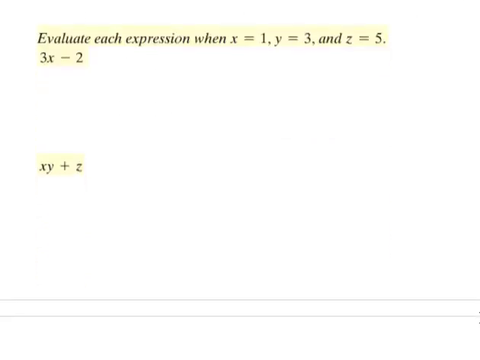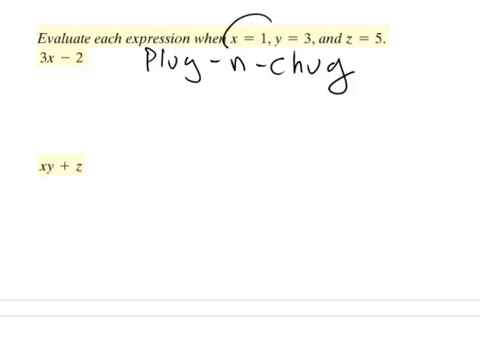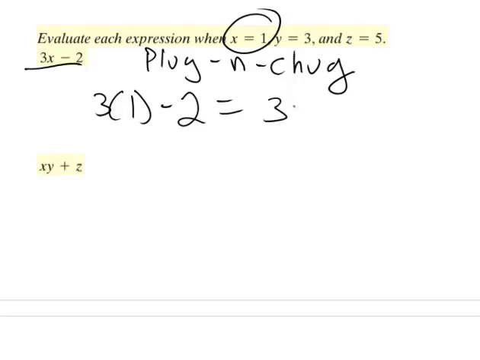Now, the next couple of problems we have here are asking us to evaluate. And anytime it tells me to evaluate, essentially what I'm doing here, guys, I usually call this plug and chug, because what I'm going to do is everywhere I have the letter X, I'm going to plug in the number 1. And in my first problem here, I see I have the letter X, so I'm going to say 3 times 1 minus 2. I need to do my multiplication first, so 3 times 1 is 3 minus 2, and 3 minus 2 is just 1. I'm going to do the same thing in the next problem.